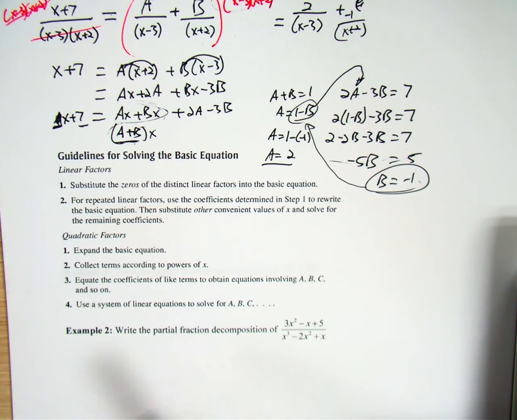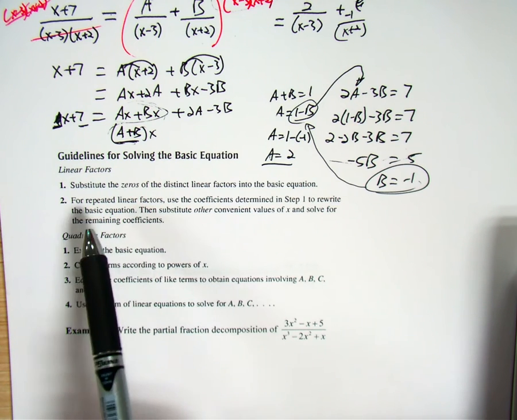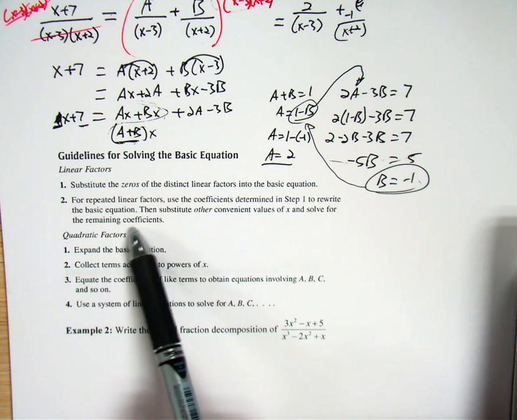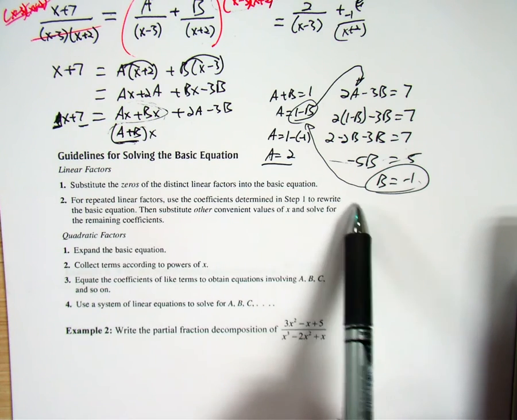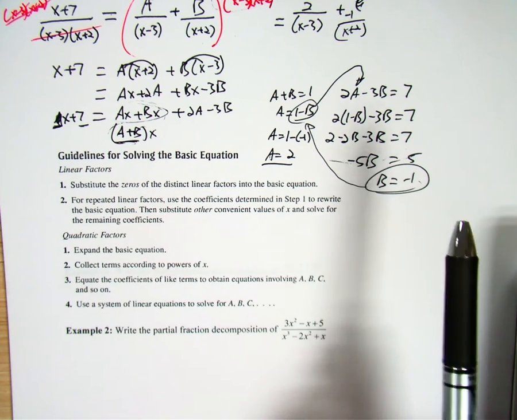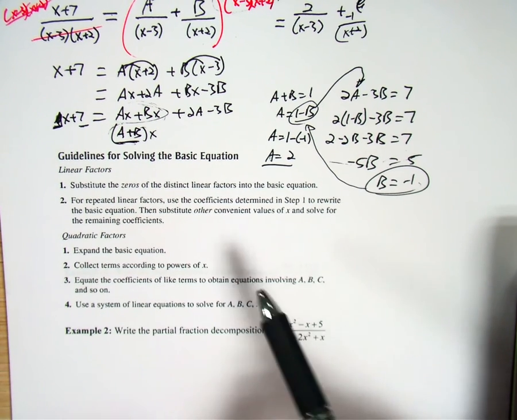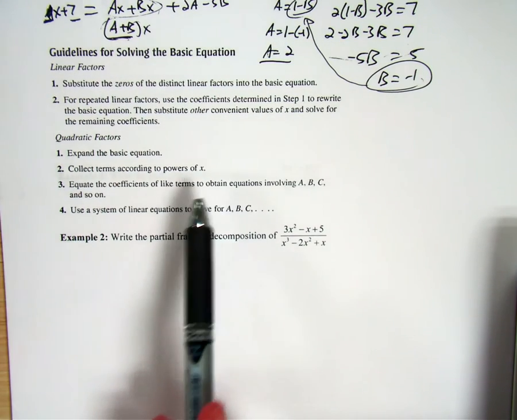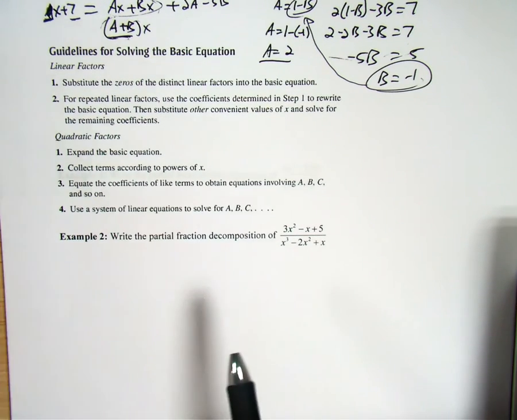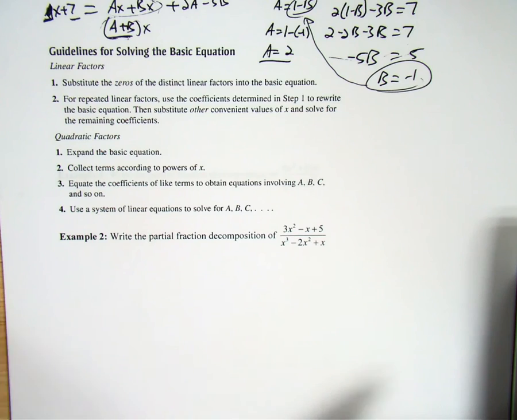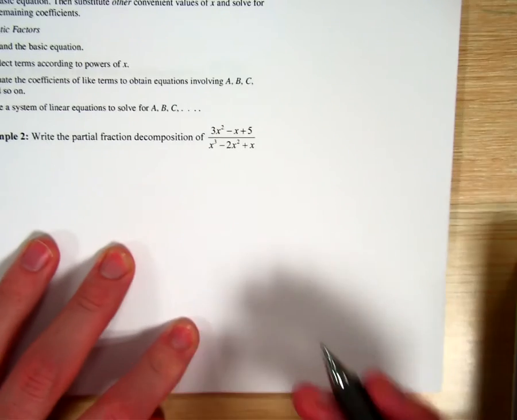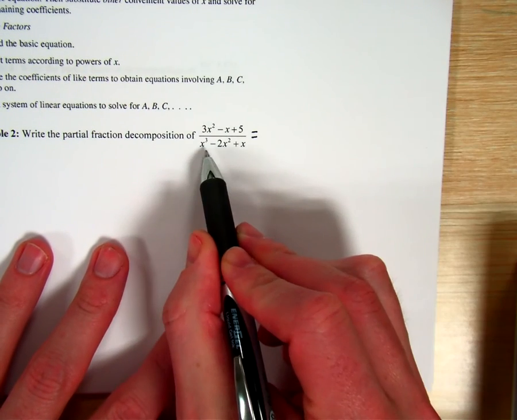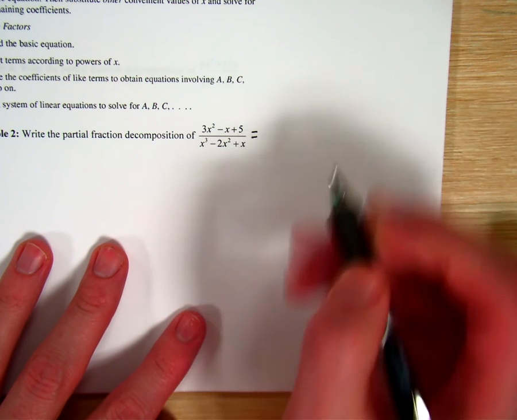For a repeated linear factor, you would use the coefficients in step 1 to rewrite and then substitute other convenient values. Okay, again, we're not using the zero method here. When we have repeated factors here, you'll see what we do. You have to build up to them, and we're going to mainly follow the quadratic rules, even for our linear ones. All right, let's take a look down here in the bottom. So step 1, factoring this denominator out, we can take an x out in front.